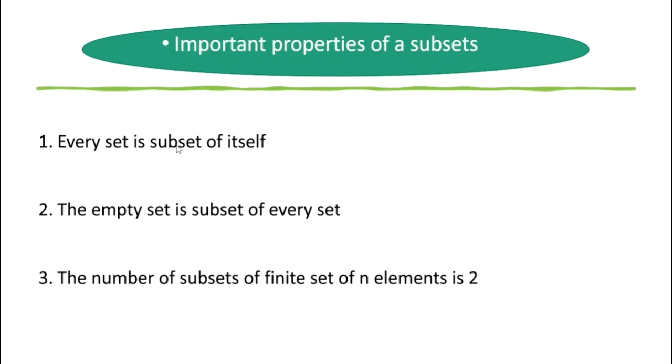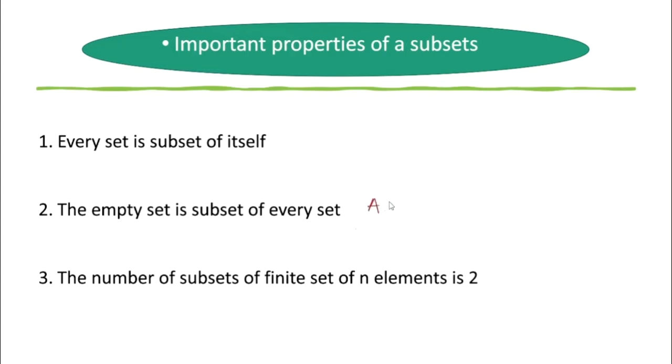Okay, the first property is that every set is a subset of itself. We have discussed it earlier. So every set is a subset of itself. The next one is the empty set is a subset of every set.